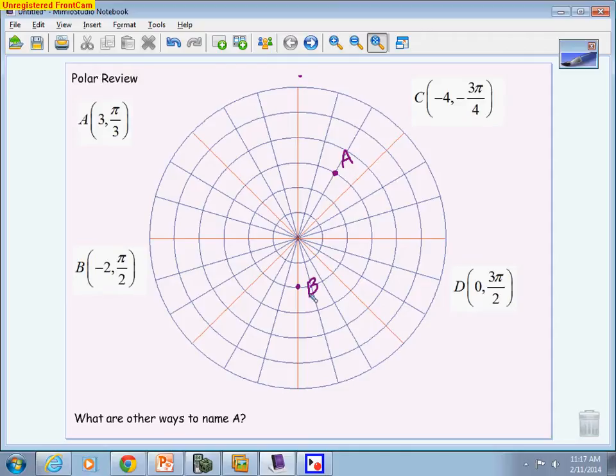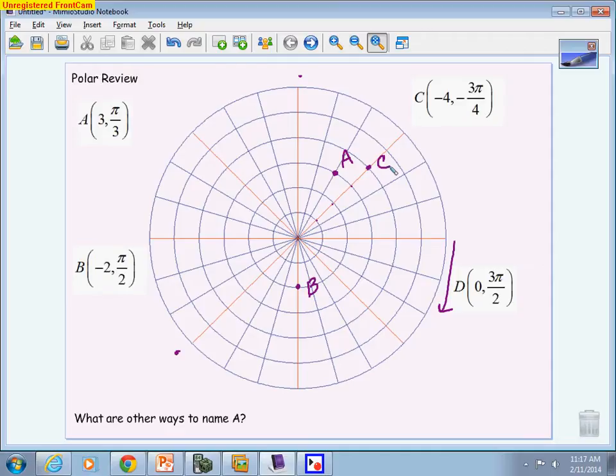Letter C is going negative 3 pi over 4, so now you're going in this direction, negative 3 pi over 4, which is going to take you over here. But then from there, I'm also working with the backwards r, the negative r value, going back 4 from the pole. So 1, 2, 3, 4. And there's C.